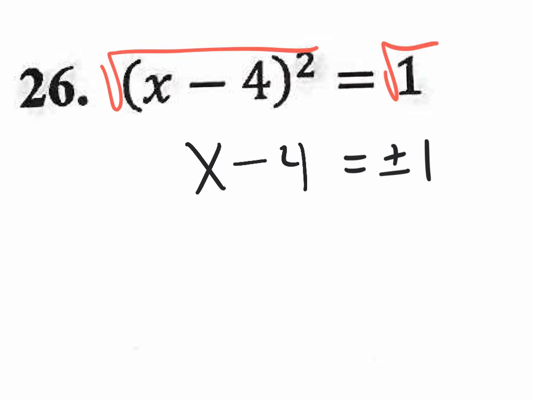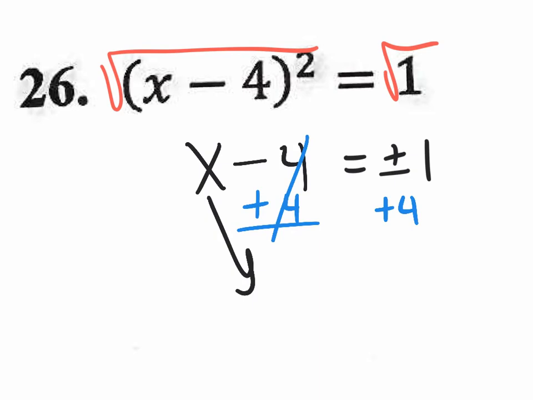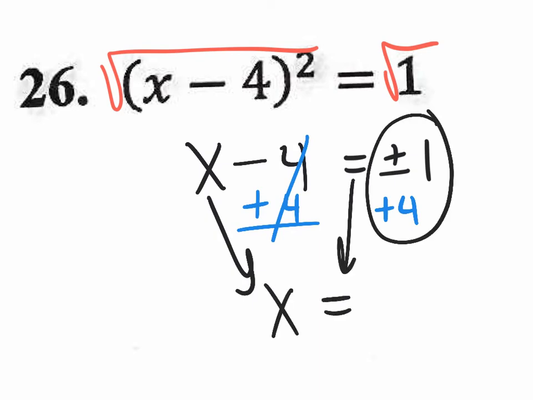So we still need to get rid of that minus 4 by doing the opposite, plus 4 and plus 4. This cancels. Now this is what I recommend. Rewrite everything. Bring down your x, bring down the equal sign, and rewrite this. In other words, positive 4 plus or minus 1.